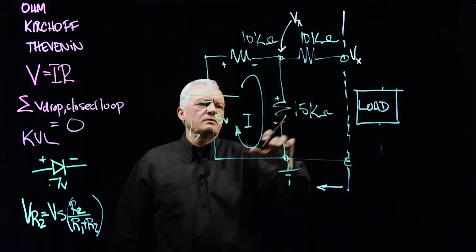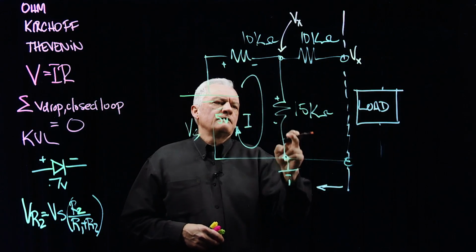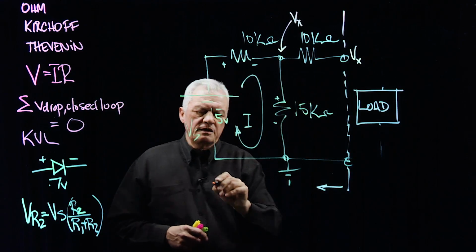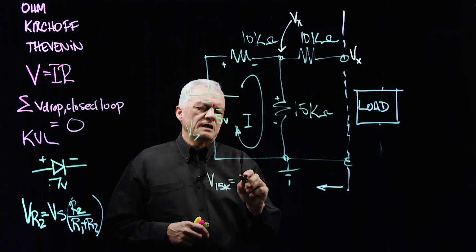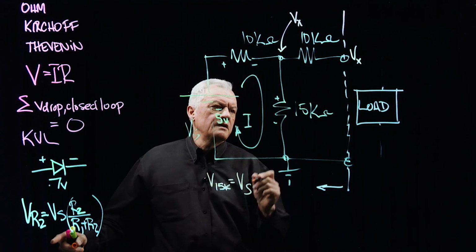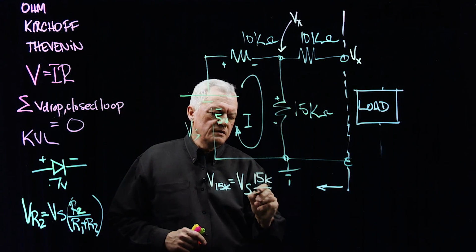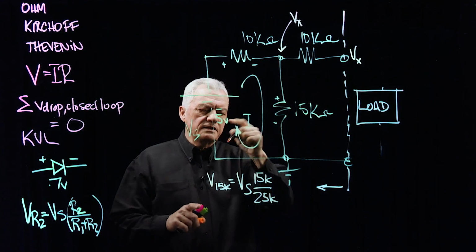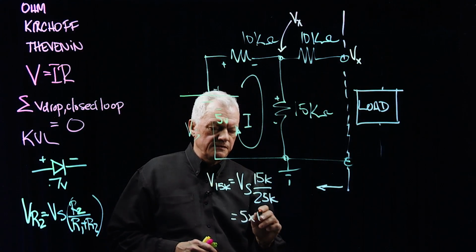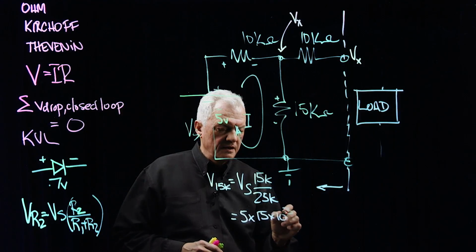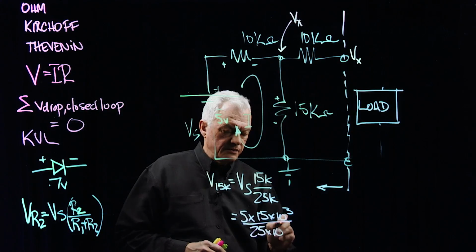Regardless, we know now that we have a current flowing over here, so let's use our voltage divider formula here. So V across the 15 k ohms is equal to Vs times 15 k divided by the sum of those two, 25 k. And Vs in this case here was 5 volts. So we have 5 times 15 times 10 to the 3 divided by 25 times 10 to the 3.